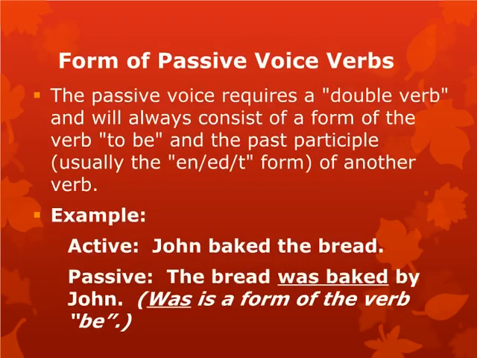The passive voice requires a double verb, and will always consist of a form of the verb to be and the past participle, usually the n, ed, t form, of another verb. Example. Active: John baked the bread. Passive: The bread was baked by John. Was is a form of the verb be.